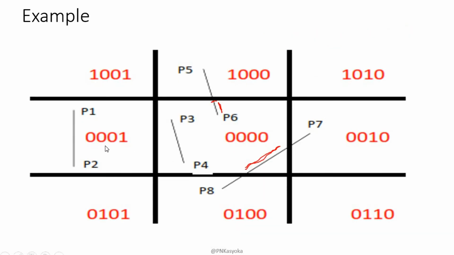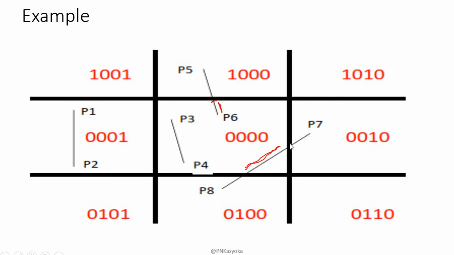Now let's look at these examples. We have several lines here in our 9 regions. Remember, the numbering was region 1, 2, 3, 4, 5, 6, 7, 8, 9. Now, if you look at P1, P2 here, the code assigned to that region is 0001. Again, if you look at P5, P6, partially lies within the window. P3, P4 within the window. P7, P8 partially also lies within the window, this segment here.